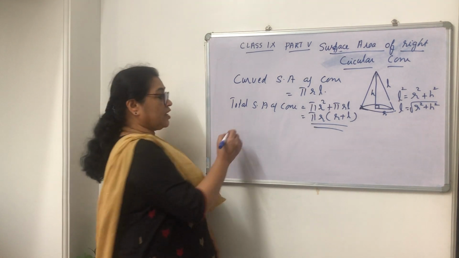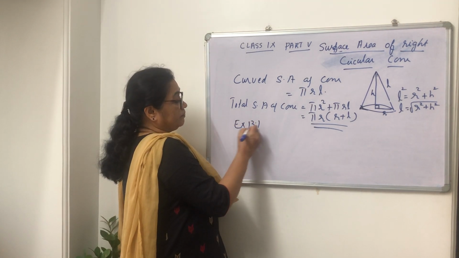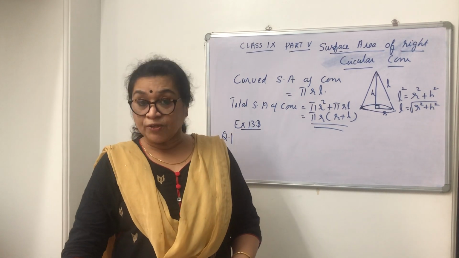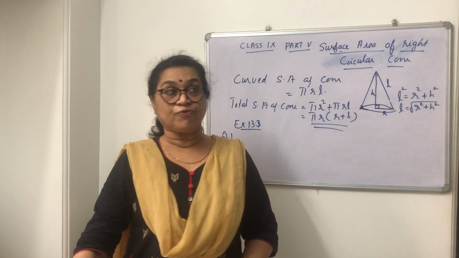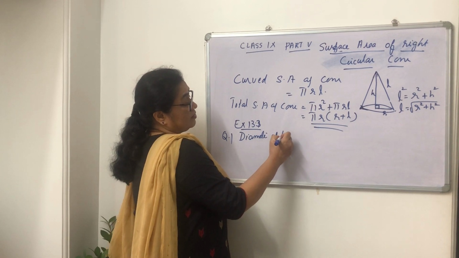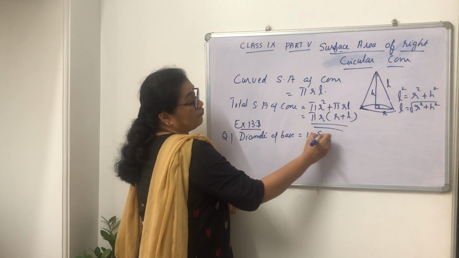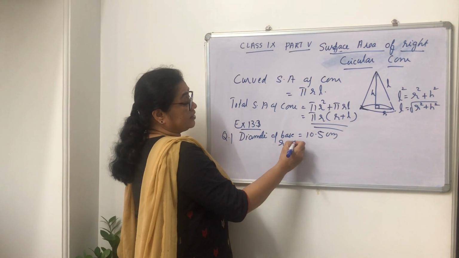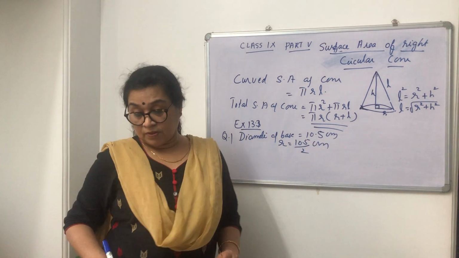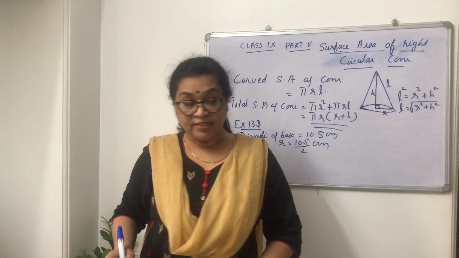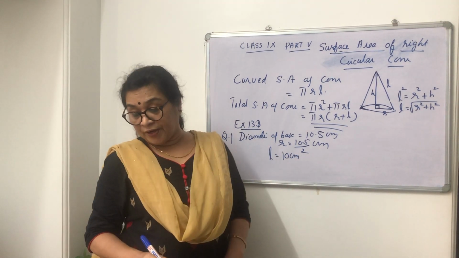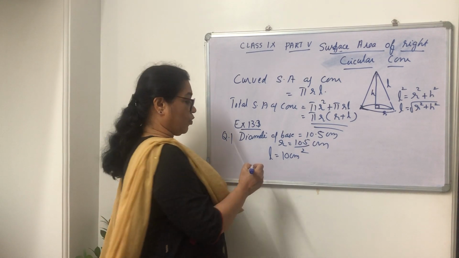Now you can do exercise 13.3. Question number 1. The diameter of the base of the cone is 10.5 centimeter. Then the radius is 10.5 by 2 centimeter. The slant height L is 10 centimeter. You have to find out the curved surface area of the cone.